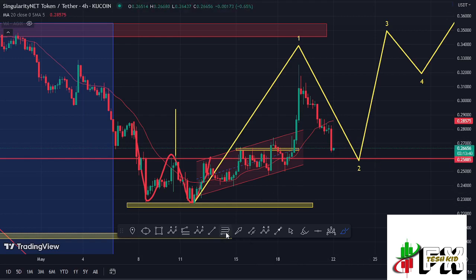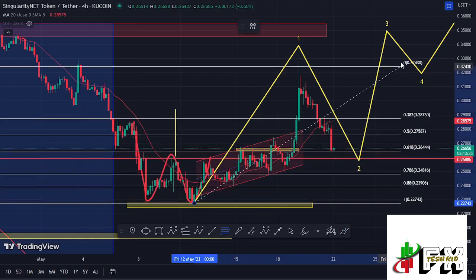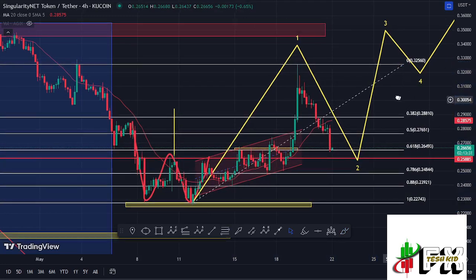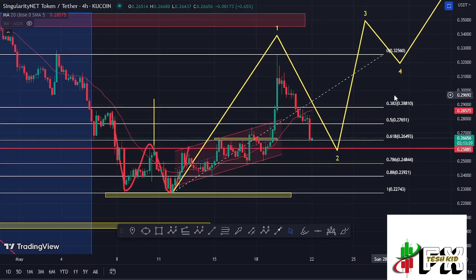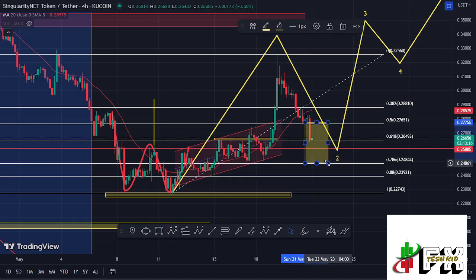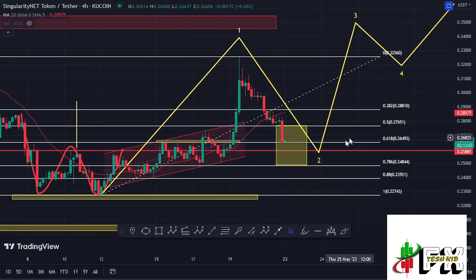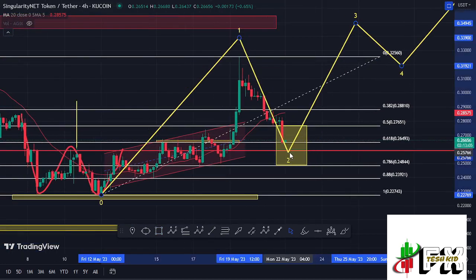And using the Fibonacci, connecting them from the low of the first wave to the high of that wave 1, I was able to get a minimum retracement area for that wave 2 between the fib level 0.5 and the fib level 0.78, an area that lies between the $0.27651 mark and the $0.24844 mark.